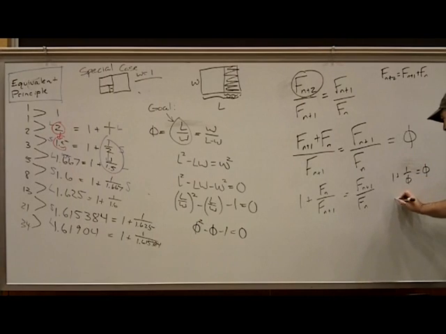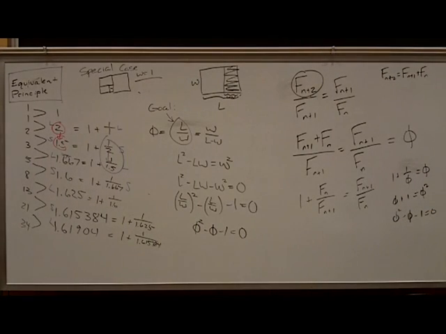And after we multiply it through by phi, we end up with a very familiar equation. Rearrange it, and we've got the exact same quadratic that we had before. Same solution.